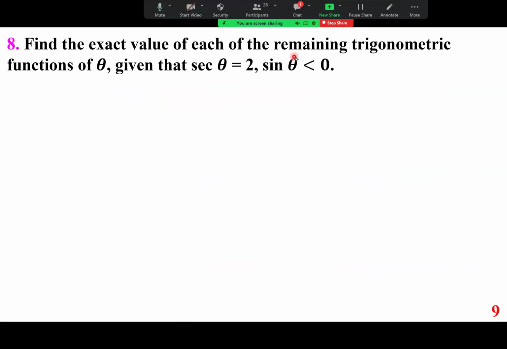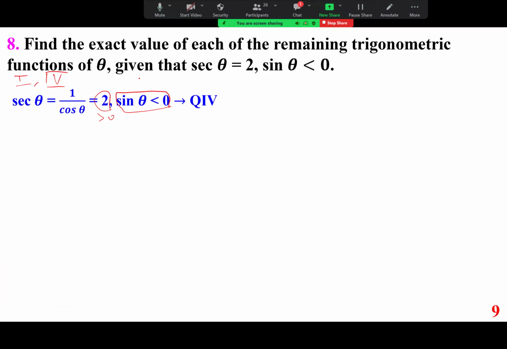Find the exact value of each of the remaining trigonometric functions of theta, given that secant is 2 and sine is negative. Secant is 1 over cosine. That means if secant is positive, so is cosine. Cosine is positive in the first and fourth quadrant. Sine is negative in the third and fourth quadrant. Therefore, we have quadrant 4. I want to make sure we understand what happens here. So this is a positive value. Secant and cosine are positive in the first quadrant and the fourth quadrant.